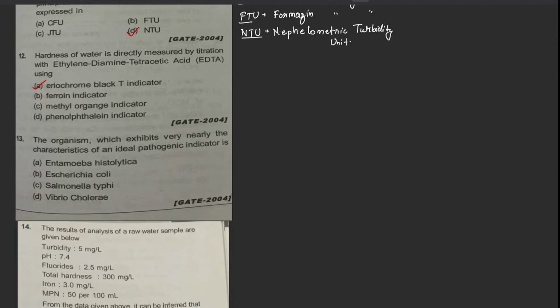Okay, let's do question number 13, which is: the organism which exhibits very nearly the characteristics of an ideal pathogenic indicator is... there are 4 options, in which the correct option will be option B, which is Escherichia coli.